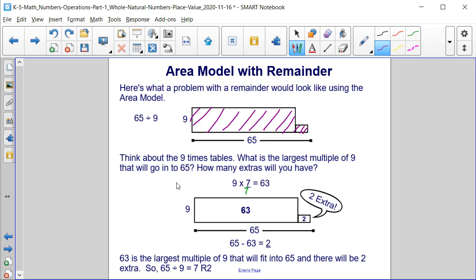Well, the largest multiple of 9 that is smaller than 65 is 63. And then how many times does 9 go into 63? 7 times. And then you have 2 extra for the 65. So you can split this up into 63 being the big rectangle and the 2 extra on the side. So 63 is the largest multiple of 9 that will fit into 65. And there will be 2 extra. So 65 divided by 9 is 7, because you can divide 9 into 63 7 times. But then you have the 2 extra, which represents your remainder of 2.